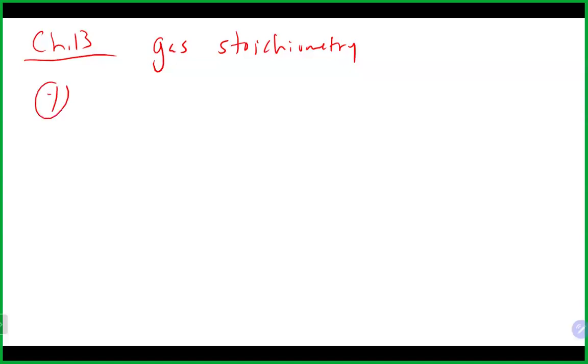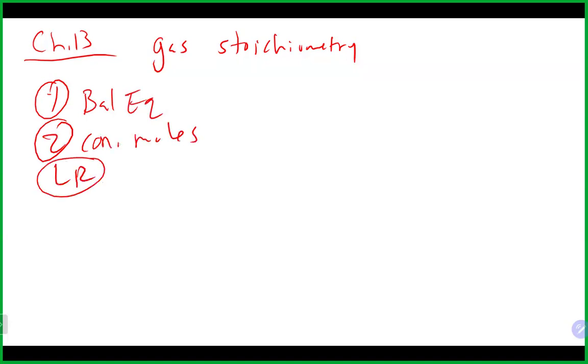So you're still going to balance your equation. You're still going to convert to moles. You're still going to determine whether or not it's a limiting reagent type problem. And then you will do your mole to mole relationship. And then finally your moles to some other unit.